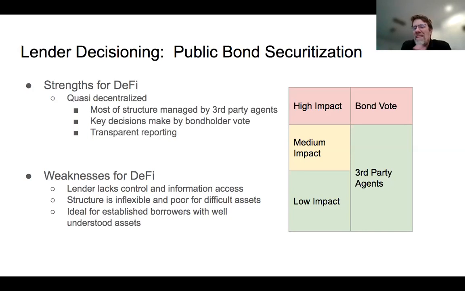So this is one of their defining principles. Anytime they have to pay their own money or take liability, they expressly don't have to do it. It's just not their business model. But let me go back to this again. It is quasi-decentralized. Most of the day-to-day stuff is done by the third-party agents, though it tends to be fairly easy, routine stuff. It's not material. The key decisions are made by the bondholder votes, which generally doesn't happen because it's hard to get.